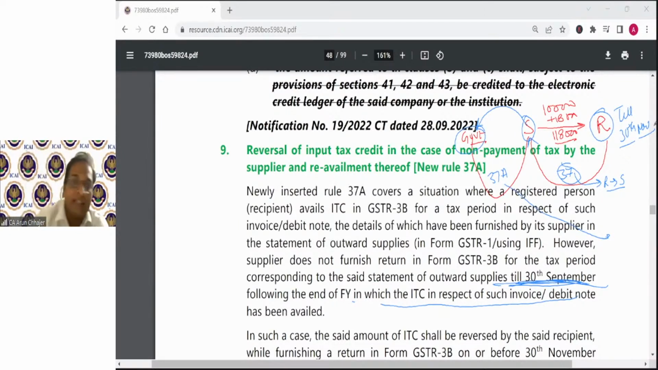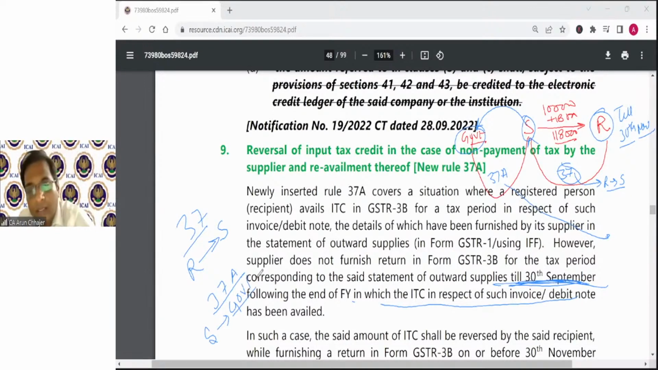What is rule 37? See, rule 37 is applicable from recipient to supplier, but 37A is being inserted now from supplier to government. If the supplier does not make the payment to the government after the end of the financial year till 30th September, then ITC needs to be reversed by the recipient till 30th November, no interest. After November, with interest. Is it clear? Rule 37A is clear to all.